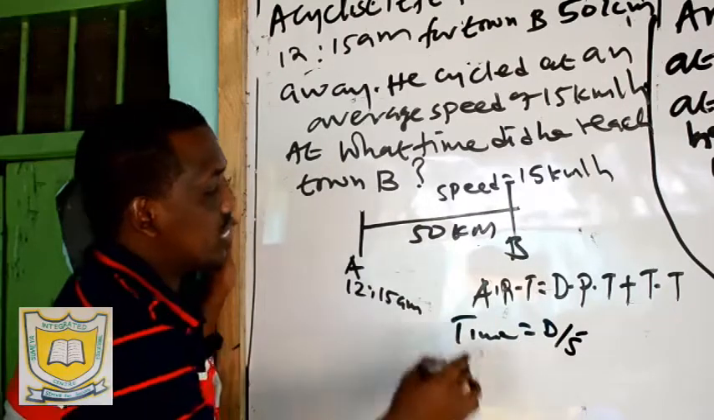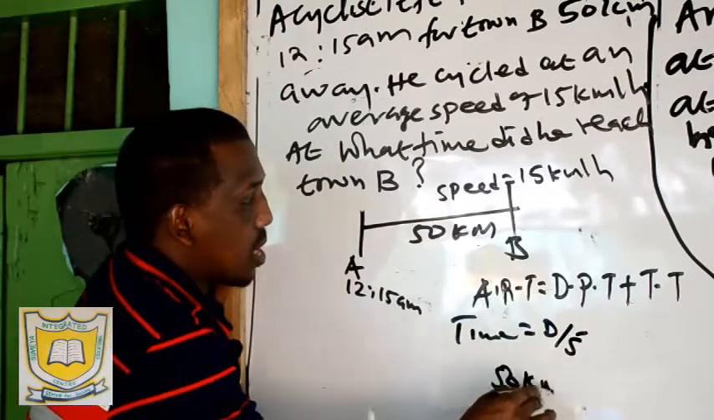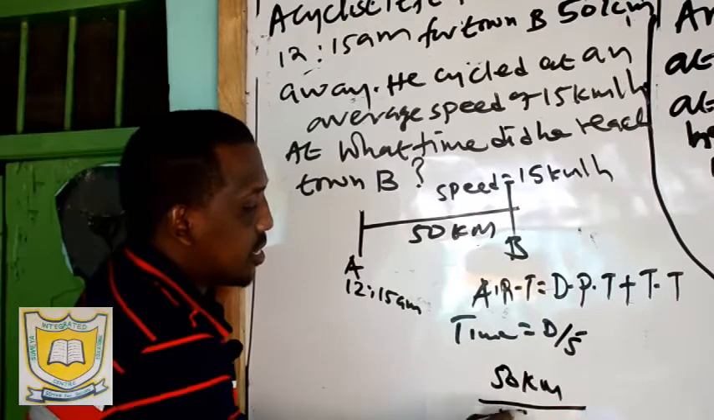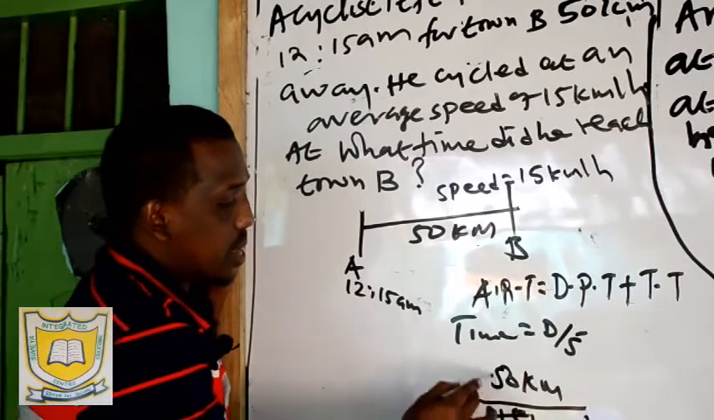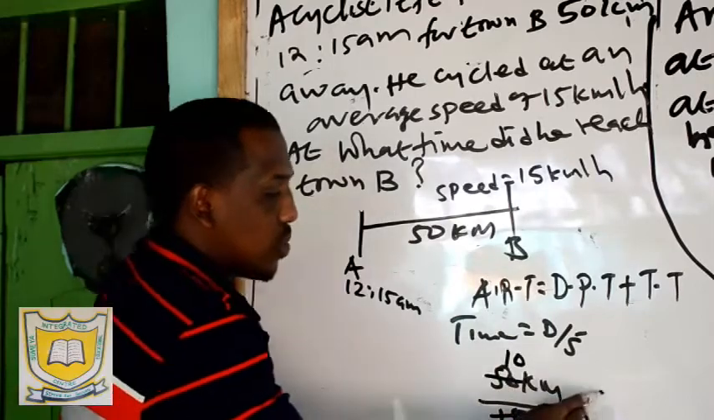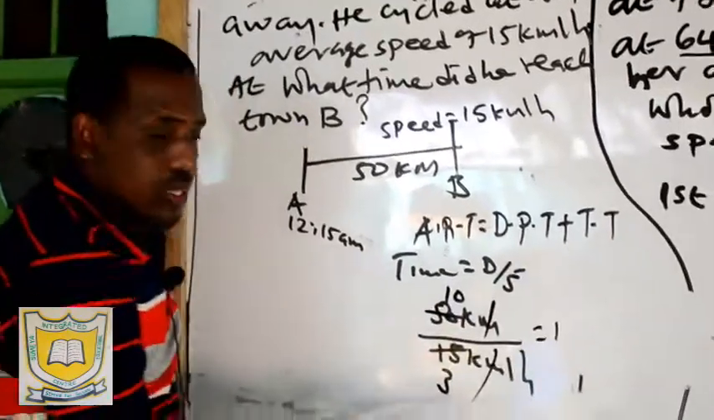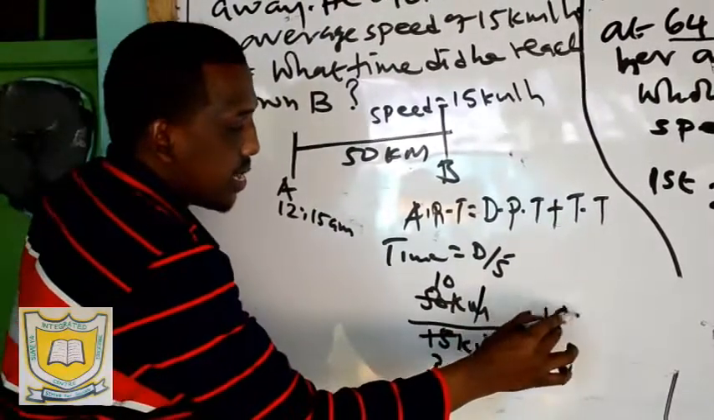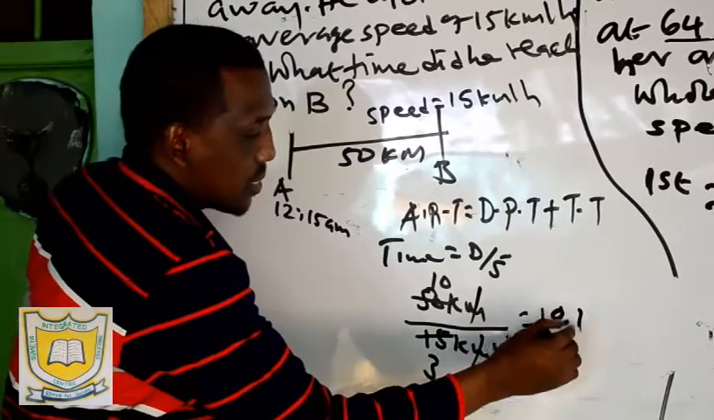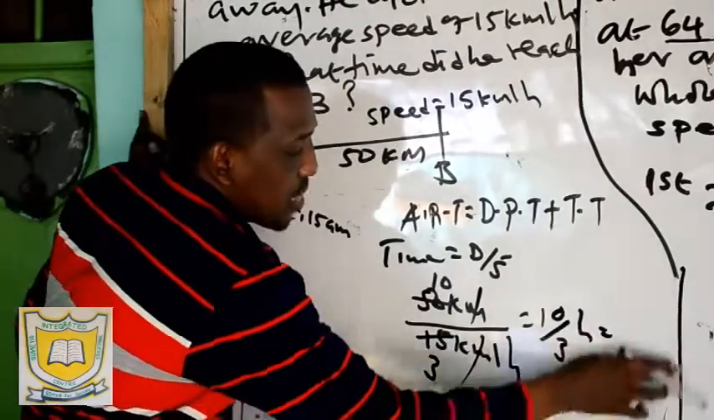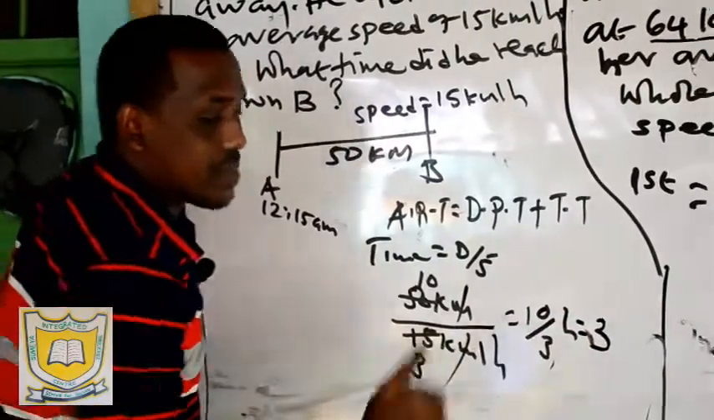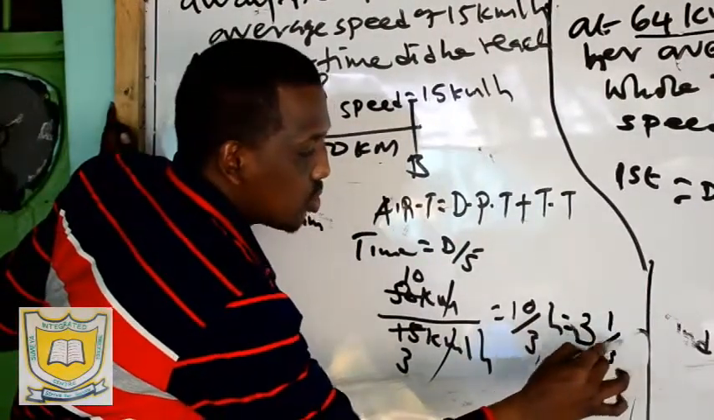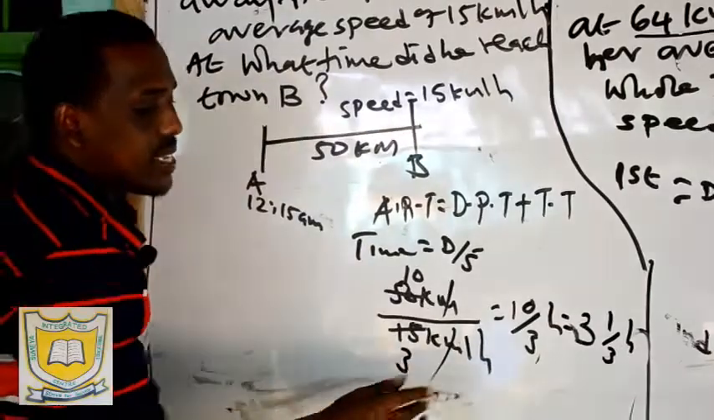Distance, which is 50 kilometers, over speed, 15 kilometers per hour. So 5 into 50 is 10, 5 into 15 is 3. Here the kilometers go together, so you'll get 10 over 3 hours. We further simplify. How many threes are in 10? 3, because of 9, remember 1 third. So it is 3 1/3 hours.